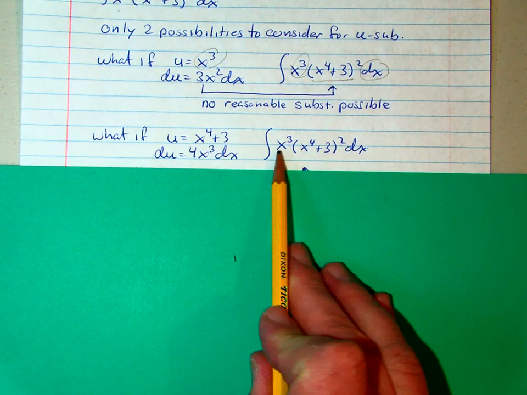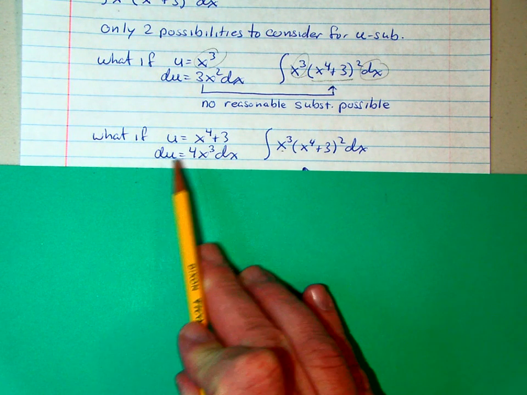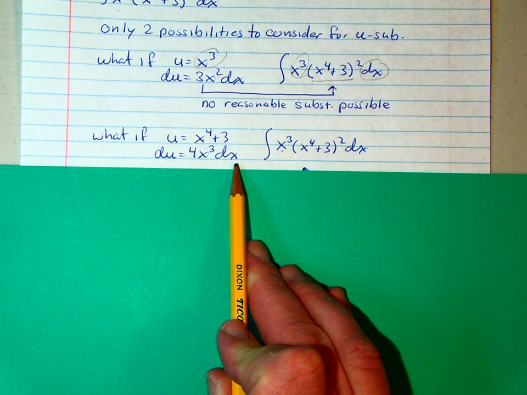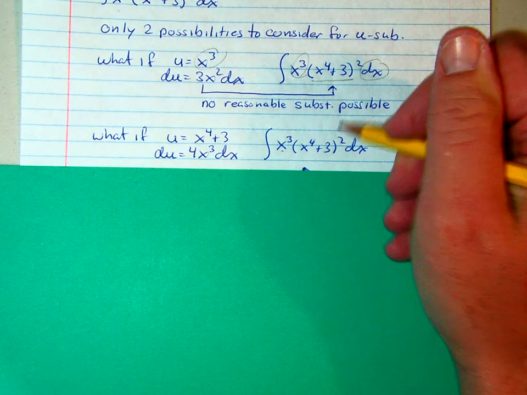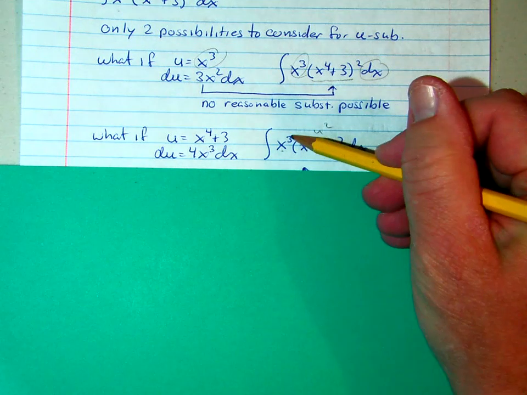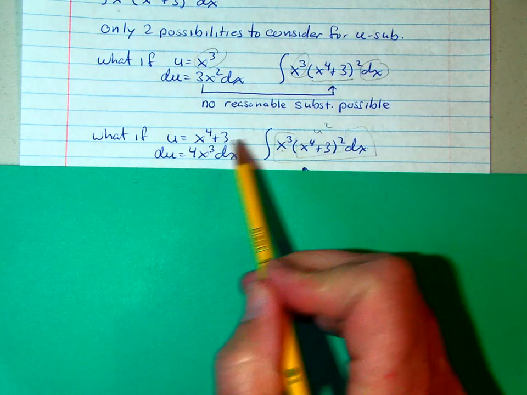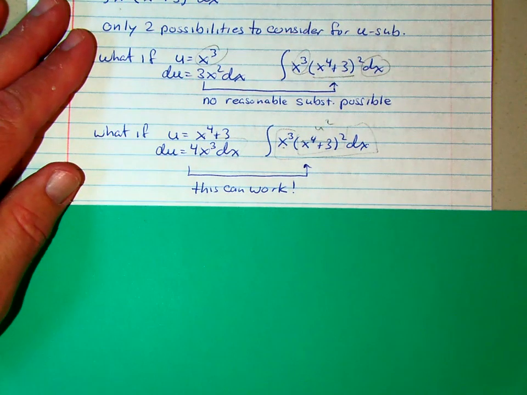u, instead of being the x to the third, be x to the fourth plus 3. That makes du 4x to the third dx. Now when you check out the substitution here, the x to the fourth plus 3, that's going to make this thing u squared when we do the substitution. And then the x to the third dx like this misses just by a constant. And we've had many problems we've dealt with so far where the constant is easily adjustable for. So this can work.